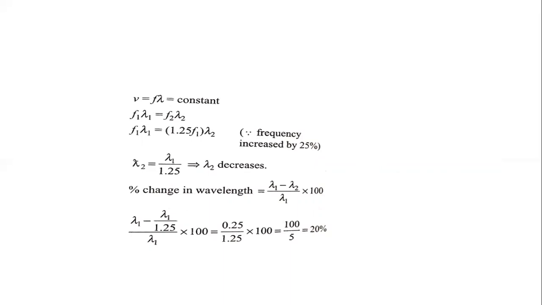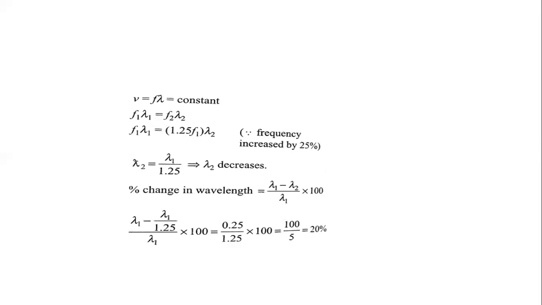So I keep f1 lambda 1 as it is, equal to f2 lambda 2. Given that the frequency is increased by 25%, the new frequency will be 1.25 times f1. So when you simplify, lambda 2 is equal to lambda 1 divided by 1.25. It means the wavelength decreases. Then let us calculate the percentage change in the wavelength. The percentage change in wavelength formula is the difference in the wavelength divided by the original wavelength multiplied by 100.